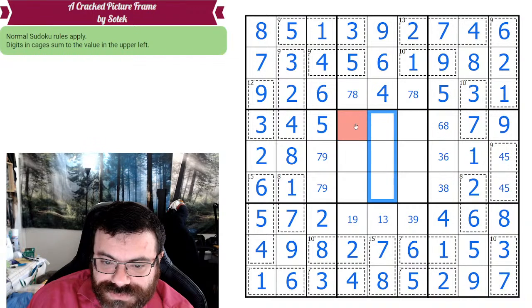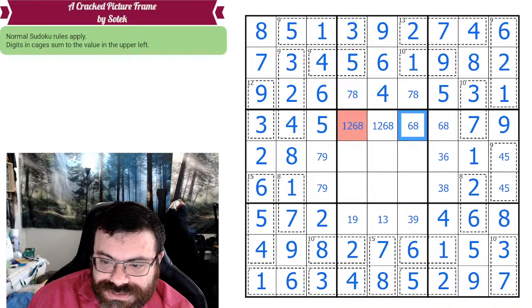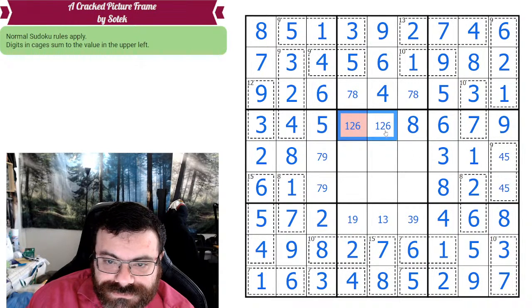What's better, rows or columns? This row's okay. 1, 2, 6, 8. That's not a 1 or a 2 or a 6. So that's the 8, that's a 6. There we go, that's a lot easier. That's not a 6 or 2. 1, 6, 1, 2.